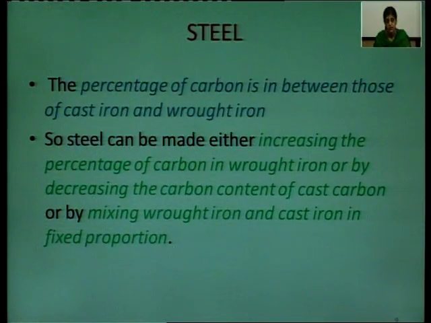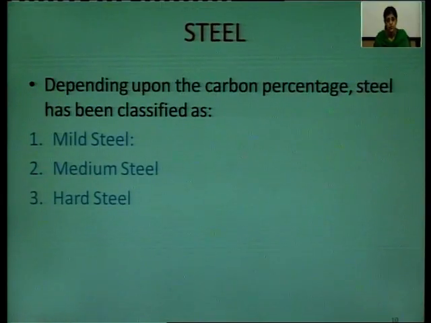Now, let us see the various types of steel. Depending upon the percentage of carbon, steel has been classified as mild steel, medium steel and hard steel. Again I am saying, I will later on also tell you that we have a very hard steel also. Mild steel has less carbon, medium steel has carbon in between and hard steel has more of carbon. So, let us see them.